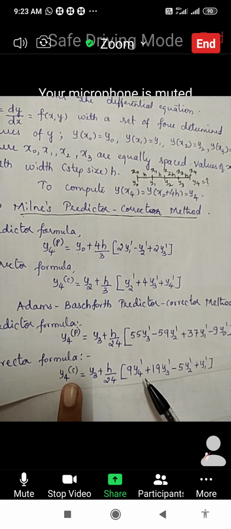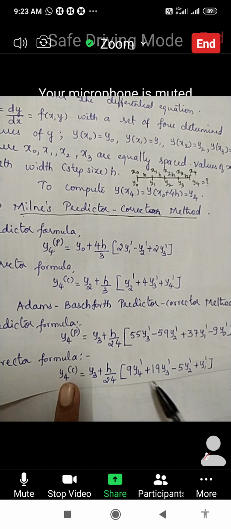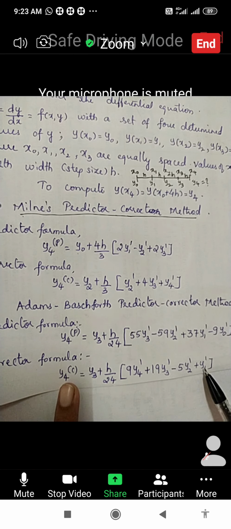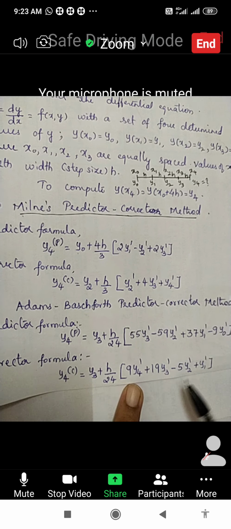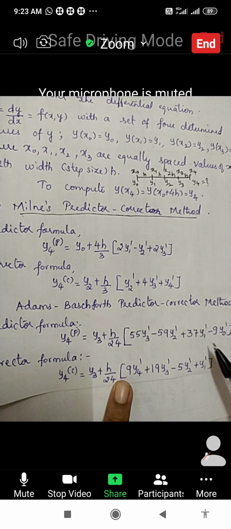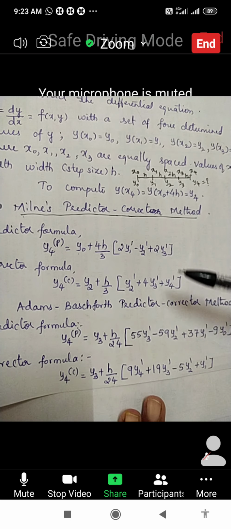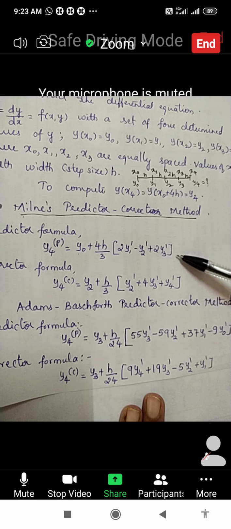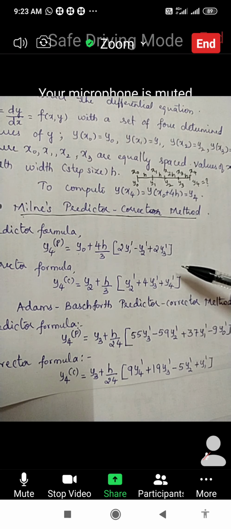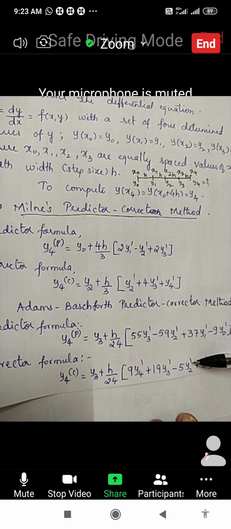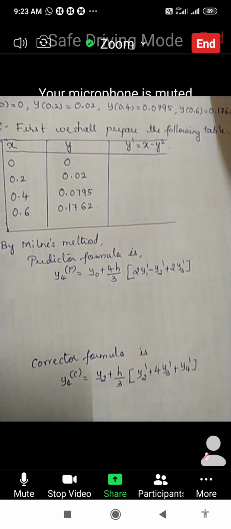The same applies in the corrector formula. The coefficients to remember are 9, 19, minus 5 and plus 1, along with the y dash values in decreasing order: 4, 3, 2, 1, whereas in the predictor it is 3, 2, 1, 0. That much I can tell you to remember; otherwise it's not very complicated. If you know these two formulas perfectly, this will give you one full question you can attempt. Now let me start with a problem.